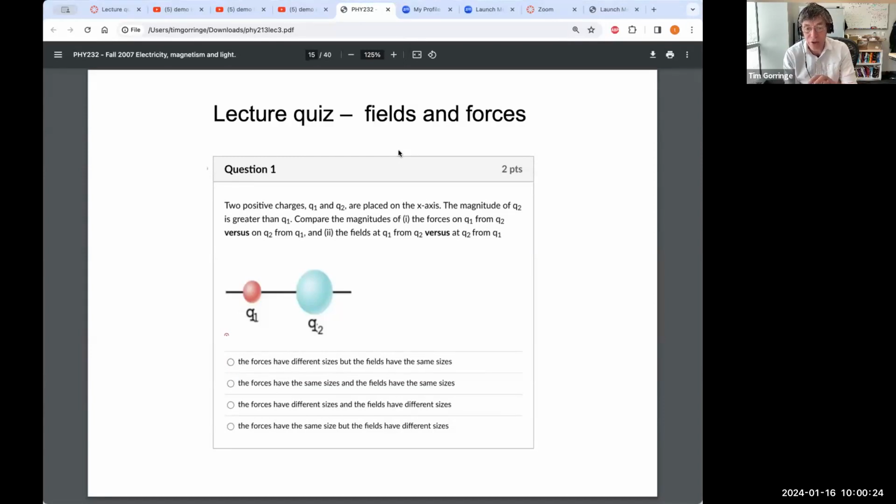The question asks you to compare the sizes of the forces on Q1 and Q2 and compare the fields from Q1 and Q2. Are the forces the same size on Q1 and Q2? Are the fields due to Q1 and Q2 the same size? And there are four possible combinations of them being the same size or not being the same size, for the field and for the force.